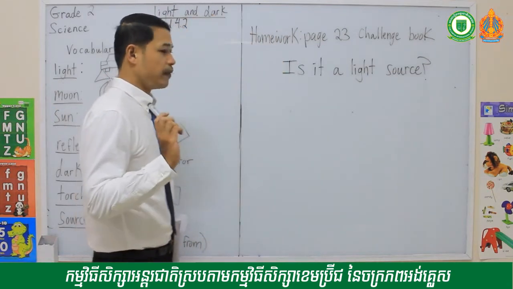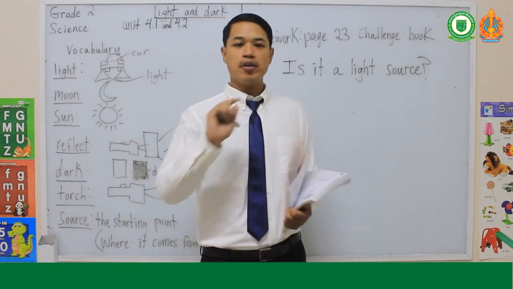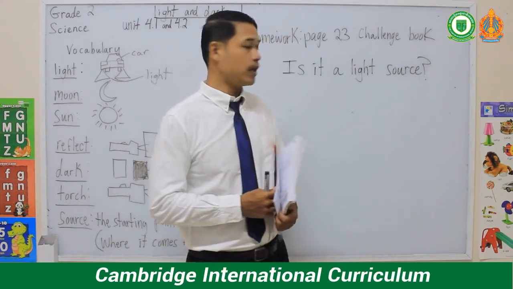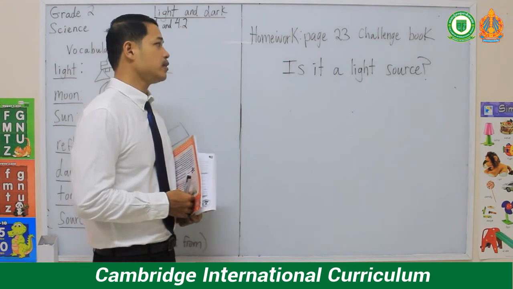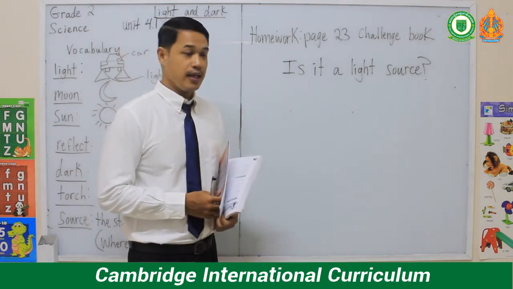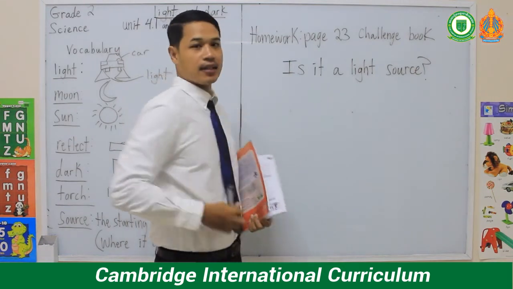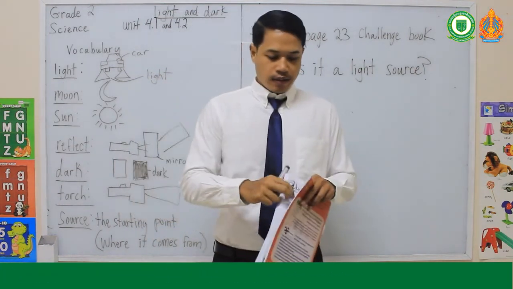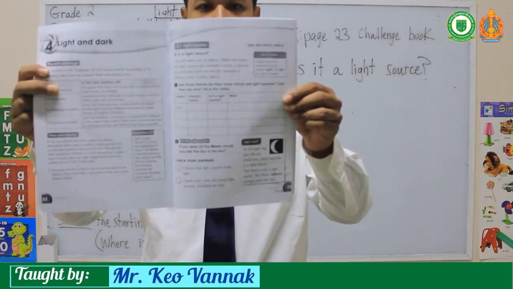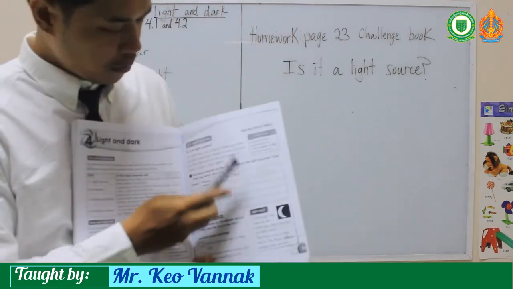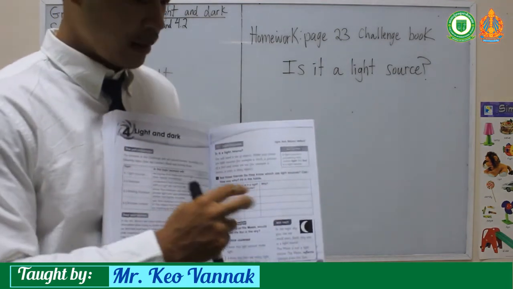Before we end our video, I have one more task for you to do, which is our homework. Our homework will be on page 23, challenge book. The homework is about: is it a light source? Page 23, your homework will look like that. In your homework, just read everything there is on here. Read it and understand, and if you don't understand, ask.